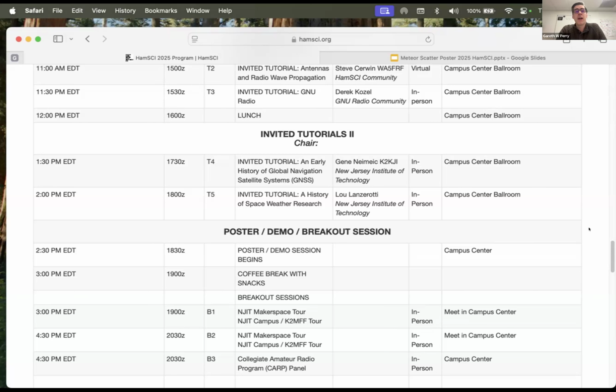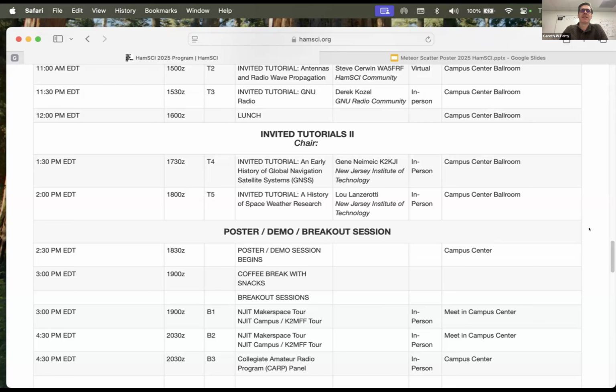That's his latest one. I'm really excited to have him talk about a history of space weather research in general, to give an all-encompassing view in 30 minutes or less about the history of space weather. So yeah, I'm really excited for that one too.